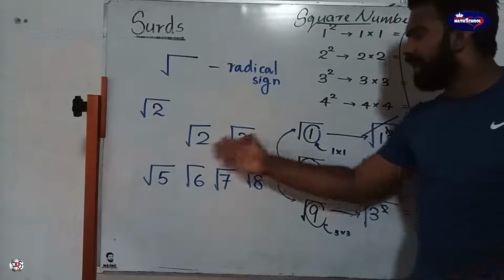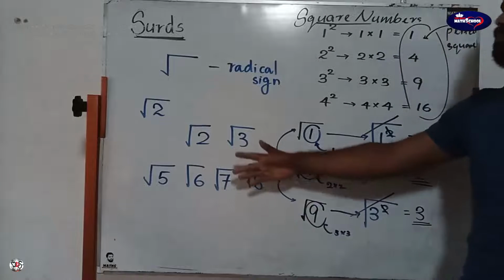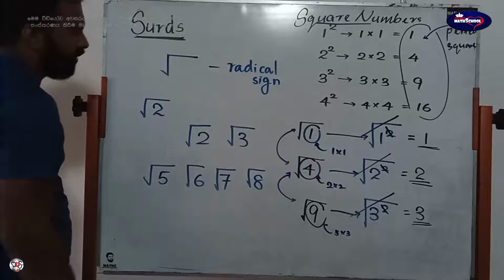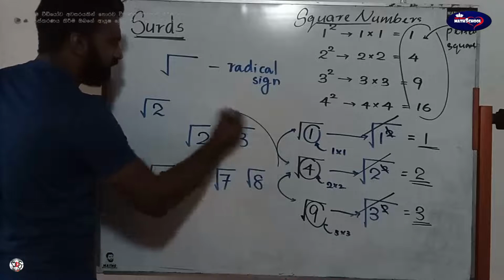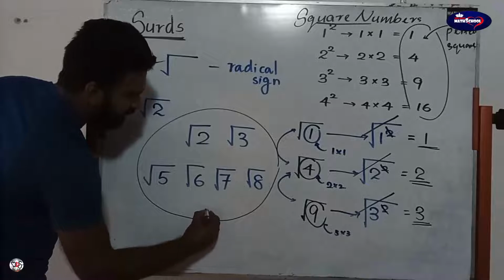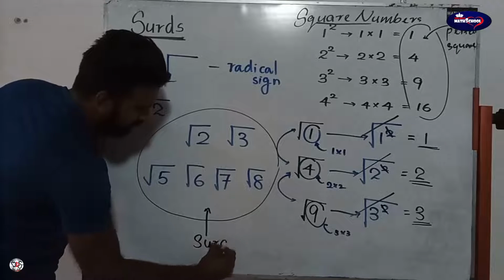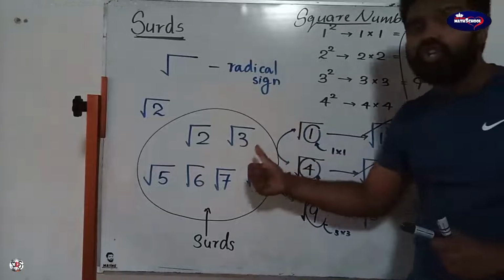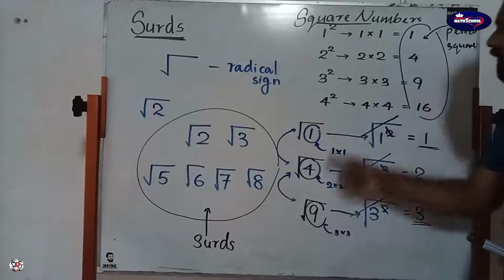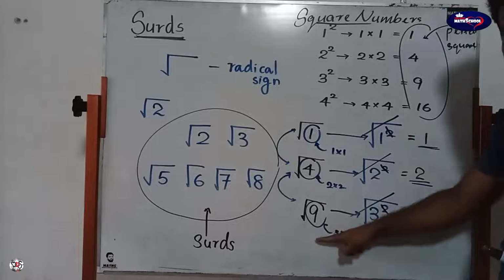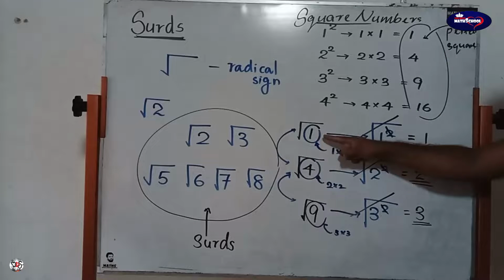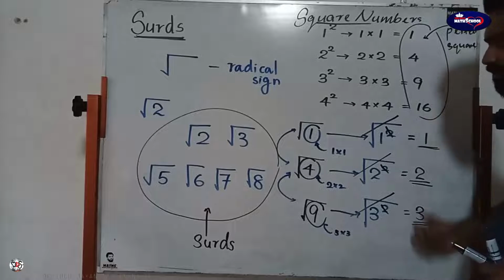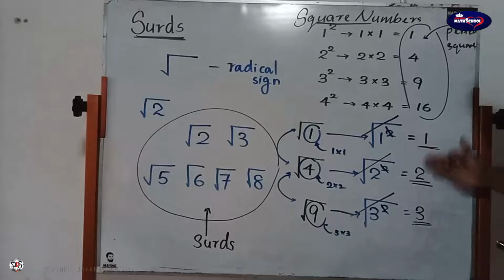But 2, 3, 5, 6, 7, 8, these numbers, you can't write them like that. So these numbers, we are going to call them the surds. These are surds. Right? That means any whole number, if we are using the radical sign, but it should not be a perfect square. If it is a square number, you will obtain an integer. You will obtain a whole number. So if you obtain a whole number, it will be a rational number.